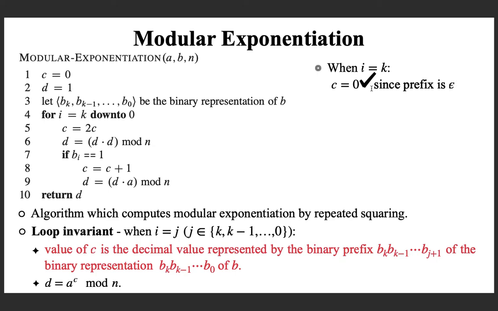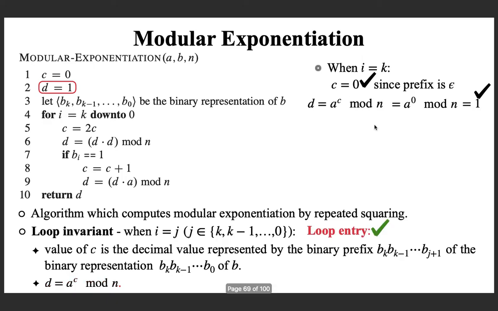So that is correct. Now what about the value of d? We have to prove that it is a to the power c mod n, but c is 0. So what is it? a to the power 0 mod n. Regardless of the value of a, a to the power 0 is 1. 1 modulo n for a positive integer n is always 1, which is correct because for the first time d is initialized to 1. So this is exactly what a to the power c mod n is. So at the loop entry we are proving that our condition is correct.